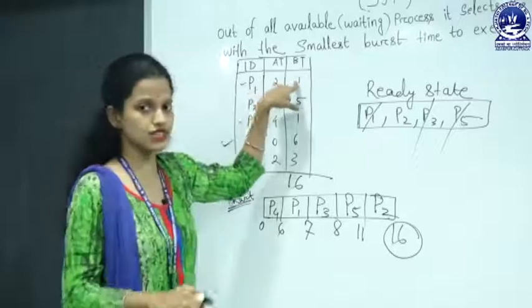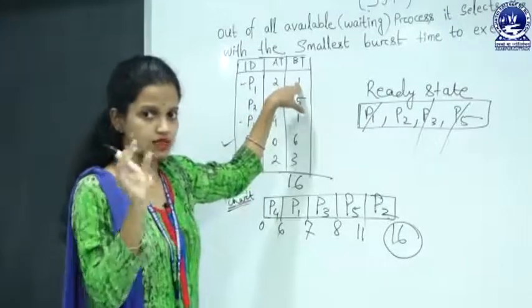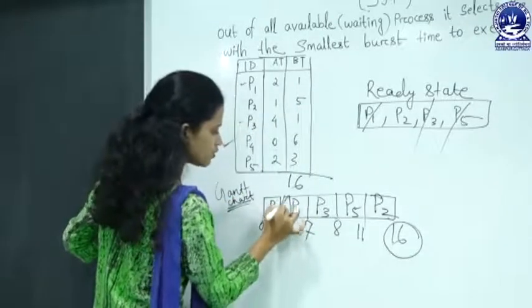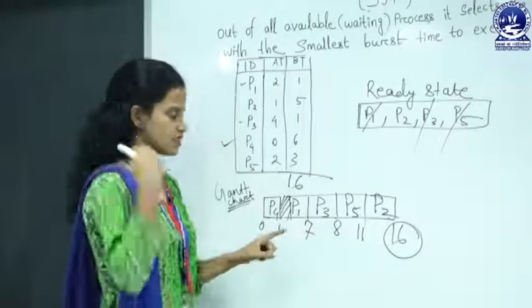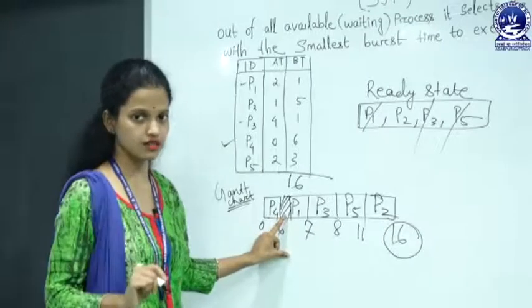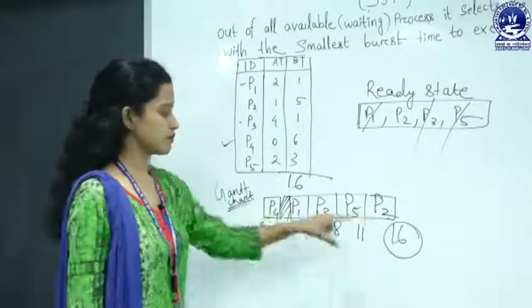In the previous lecture, there was a time when the CPU was idle for some time. In the previous Gantt chart, the CPU was idle for 1 millisecond. But in that case, it would not be the same. So take care of that.